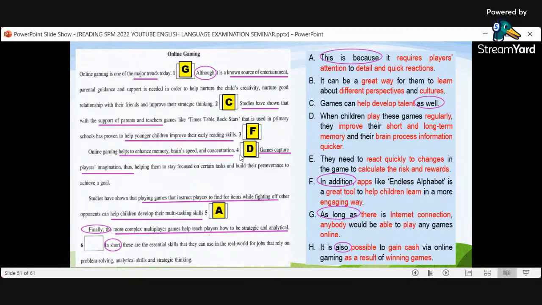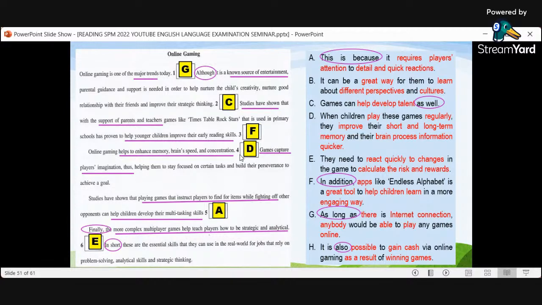Okay, and then number 6, you're talking about complex multiplayer games help teach players how to be strategic and analytical. So it goes E, they need to react quickly to changes in the game to calculate the risk and rewards. When you're talking about multiplayer games, right, and they need to be strategic and analytical, the reason is because they need to be quick. If those of you who are involved a lot in playing online games, you know that is very true. When you are playing with multiplayers, you need to be quick.